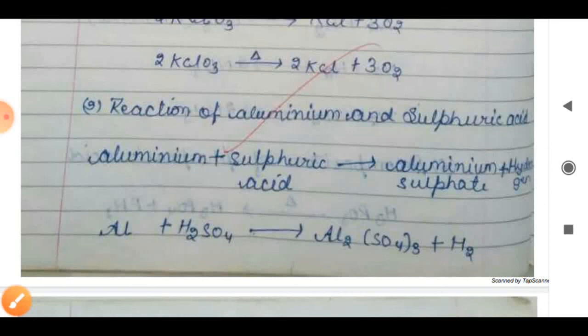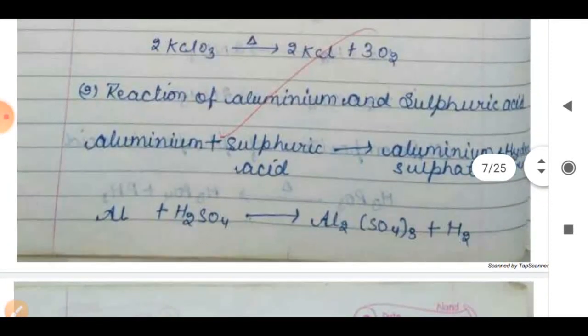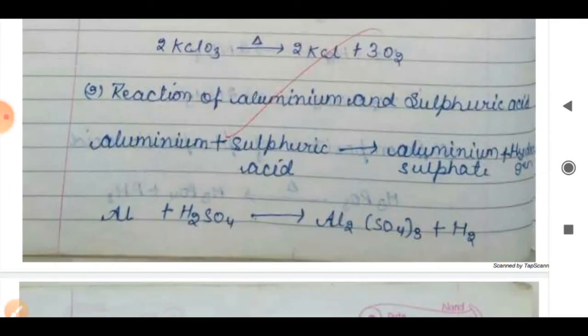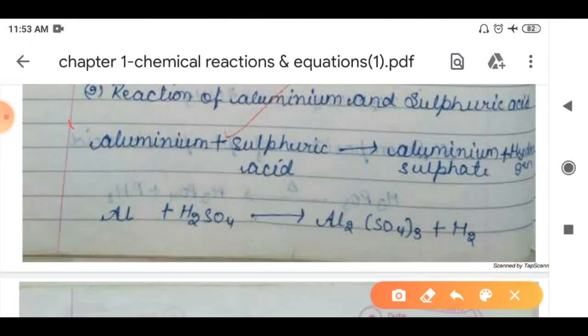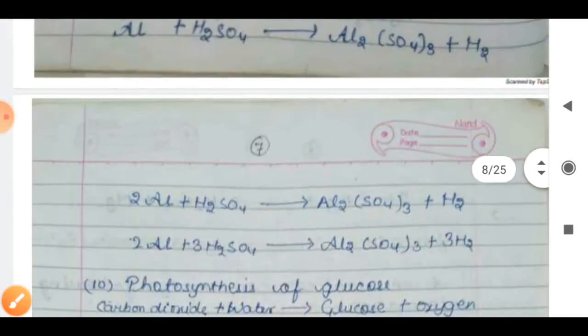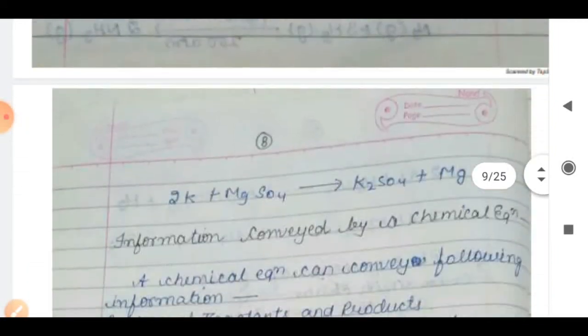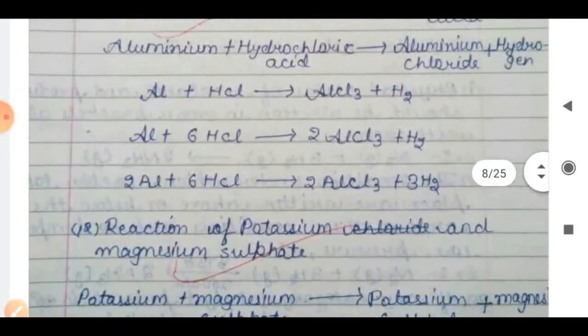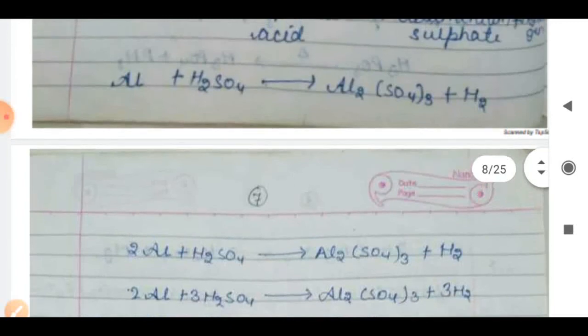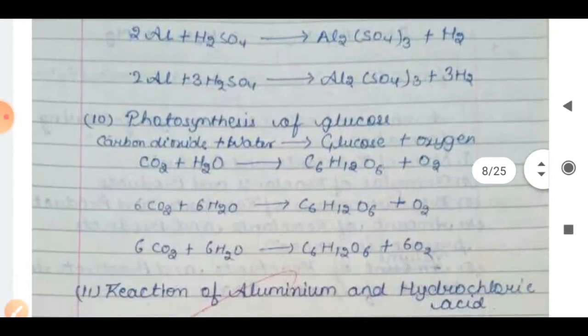Next example is reaction of aluminum and sulfuric acid. So here 2-3 more examples are given in the notes. So the 9th one is the chemical reaction for your homework purpose. So you should try the 9th, 10th, 11th, 12th, right? So from reaction number 9 to 12, this is your homework for today's class.